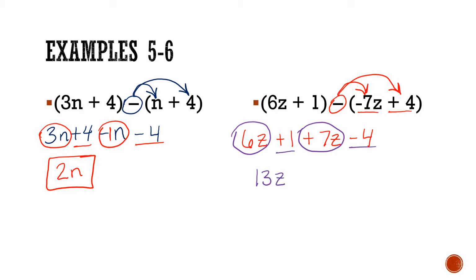And 1 minus 4, you need to ask yourself, do you have more positive or more negative? You have more negative. And are we going to add 1 and 4 or subtract 1 and 4? Since they have different signs in front of them, we will subtract them. So 4 minus 1 is 3. That can also be written as negative 3 plus 13z.